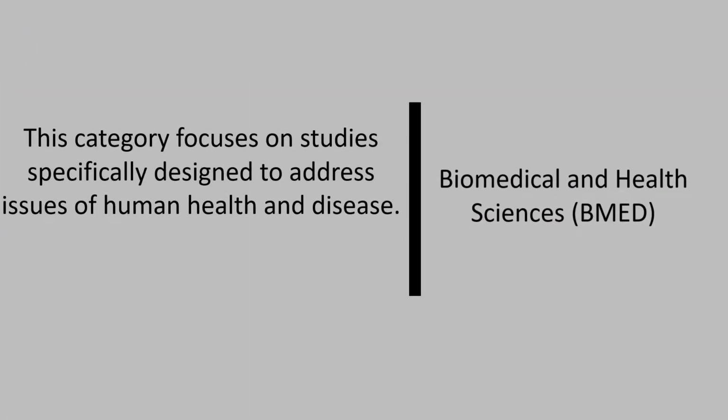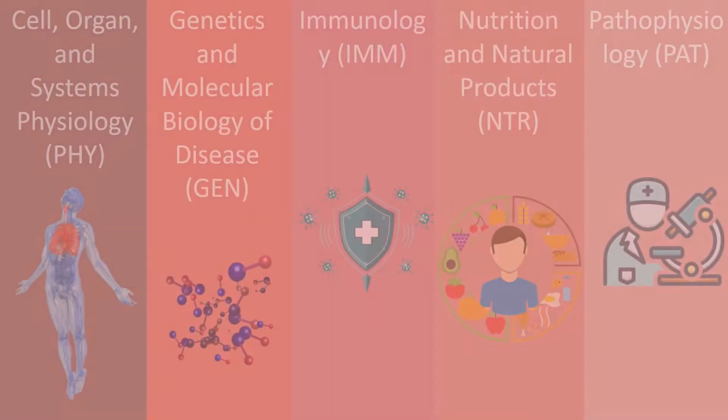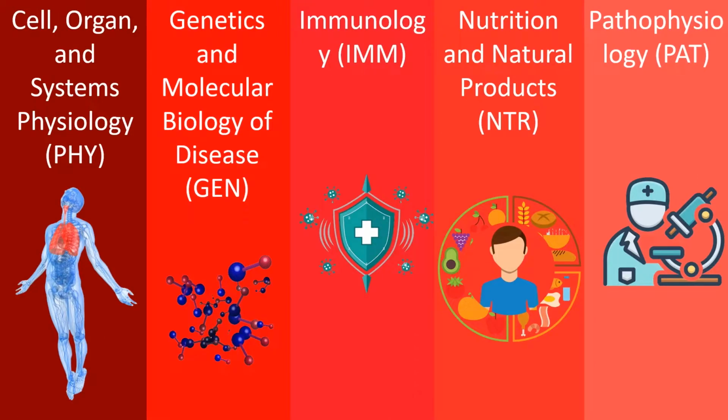Medical and health sciences. This category is for studies that are specifically focused on human health and illness issues. Here are the subcategories. Also, here is an example for this: the cell, organ, and system physiology, hormonal control and regulation, biochemical, mechanical, or physical modification at the tissue, organ, and/or cellular level are all possible subjects for these investigations.